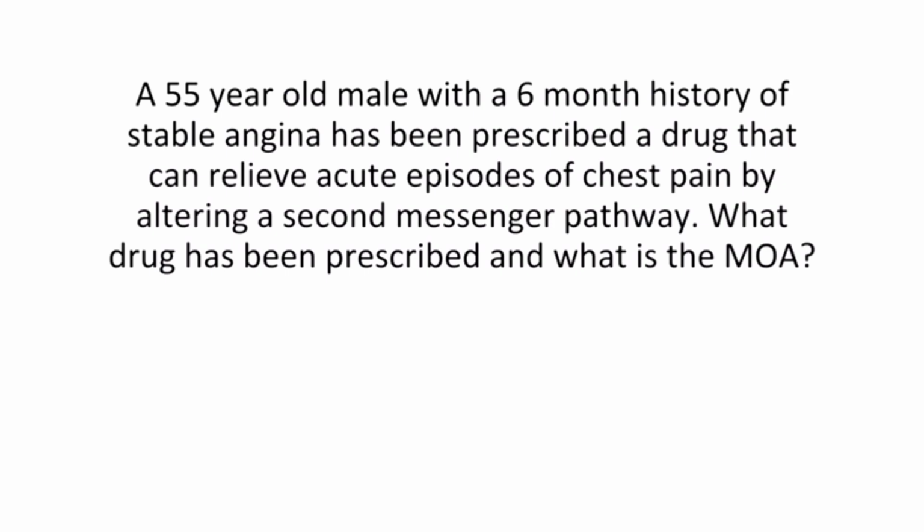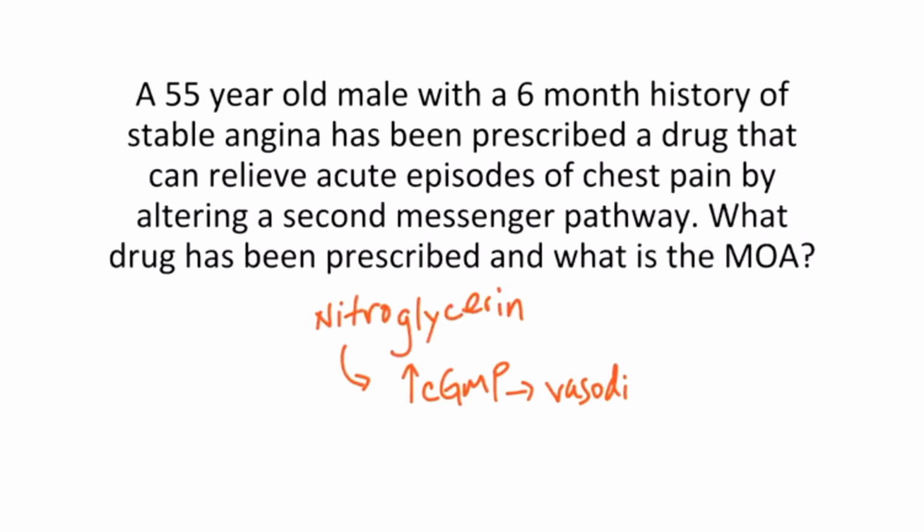Okay, so this patient has stable angina and is given a drug that is helpful in relieving chest pain. Recall that nitroglycerin is a common drug used for stable angina. Nitroglycerin gets converted into nitric oxide, which can then act on the second messenger pathway involving cyclic GMP. So normally, this increases cyclic GMP, which causes vasodilation, resulting in decreased preload.